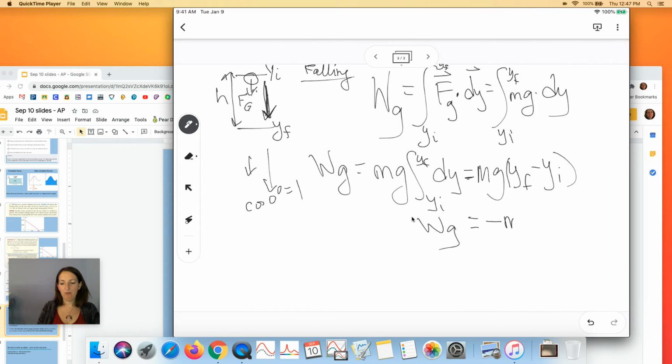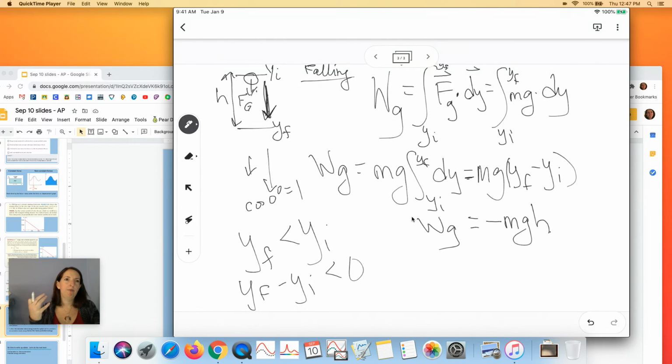Negative mgh. Why? Because yf is less than yi, so yf minus yi is negative. And if I write h as that magnitude, just the distance, then I get this negative. So what you get here by doing this process is that you're actually defining what that potential energy is.